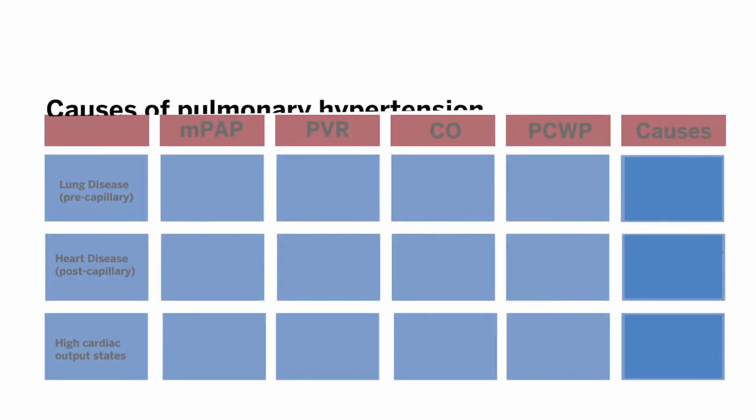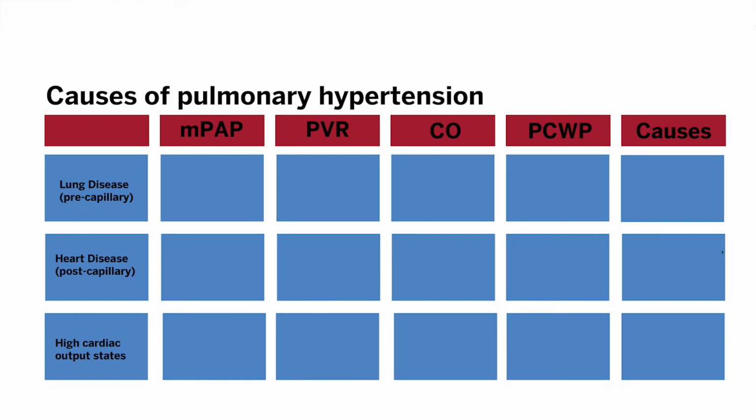So for example, pre-capillary pulmonary hypertension is defined as having not only an elevated mean pulmonary artery pressure, but an elevation in pulmonary vascular resistance. Potential causes for this are pulmonary arterial hypertension, lung disease or hypoxia, or something called chronic thrombotic pulmonary hypertension.